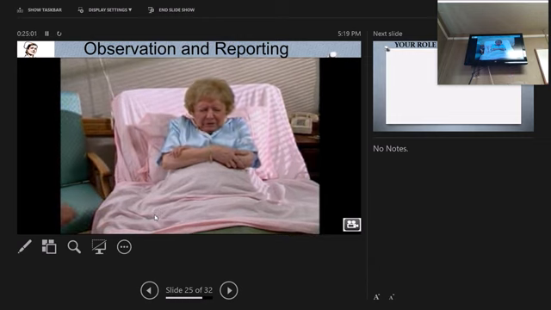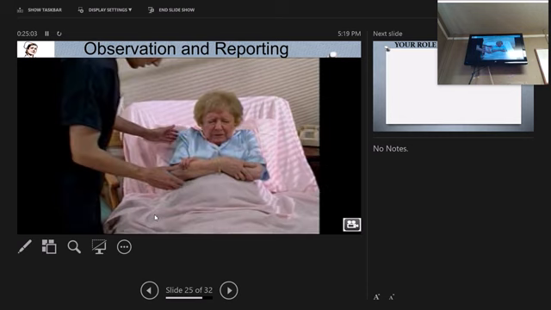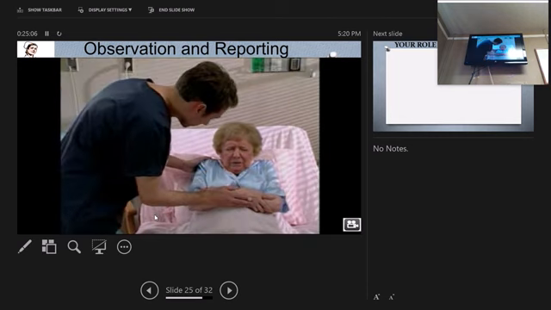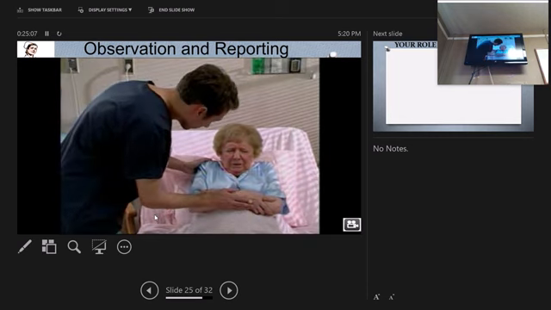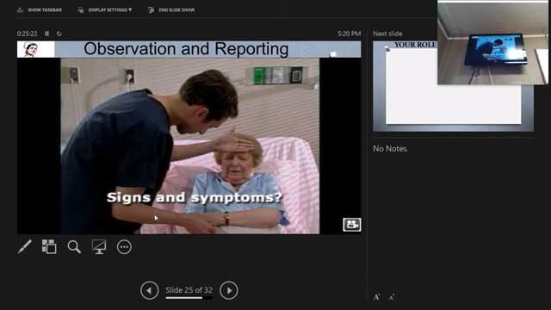Now we'll look at some of the specific problems you may encounter and the observations you'll need to report. Consider this scenario. You enter the resident's room to find her lying in bed, appearing ill. You ask how she feels. She reports she doesn't feel well and complains of cold. You touch her skin to find it hot to touch. What signs and symptoms do you recognize? What might be indicated here?